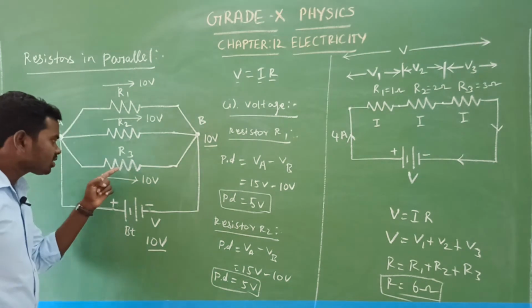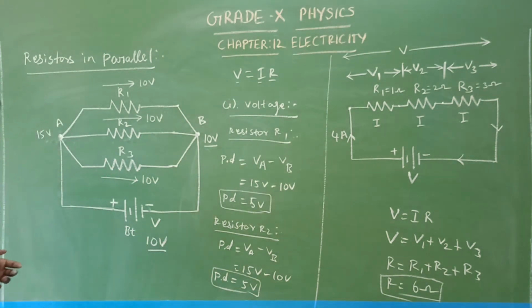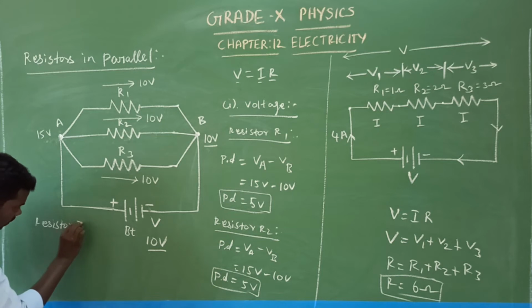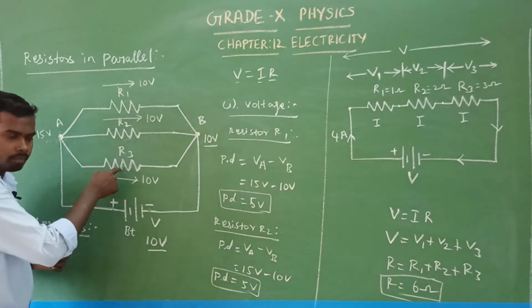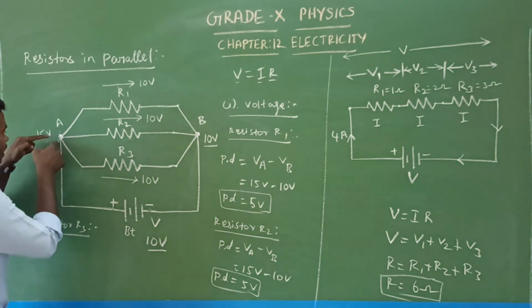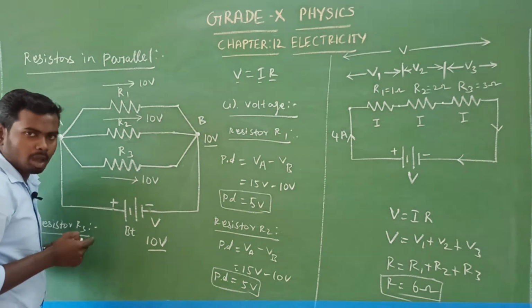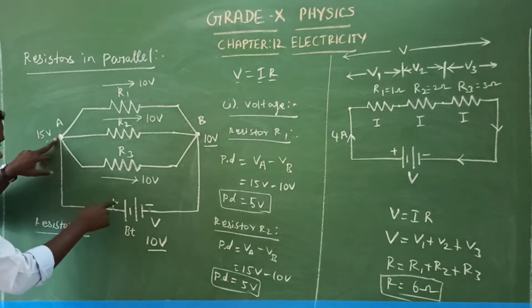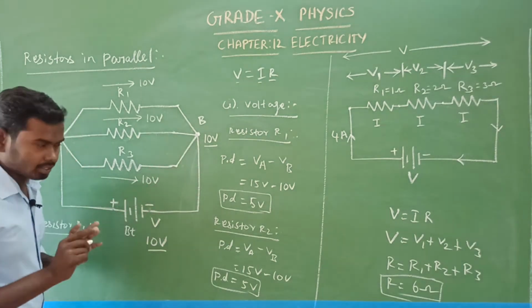Then what about the resistor R3, sir? Yes, we will find out. Look at here. Here I don't have space, so I'll write here. Resistor R3. Is it clear, students? So this is resistor R3. One end of the resistor R3 is connected to the point A, and the other end of the resistor R3 is connected to the point B. So for all the resistors, one end is connected directly to the positive terminal of the battery and the other end to the negative terminal of the battery.